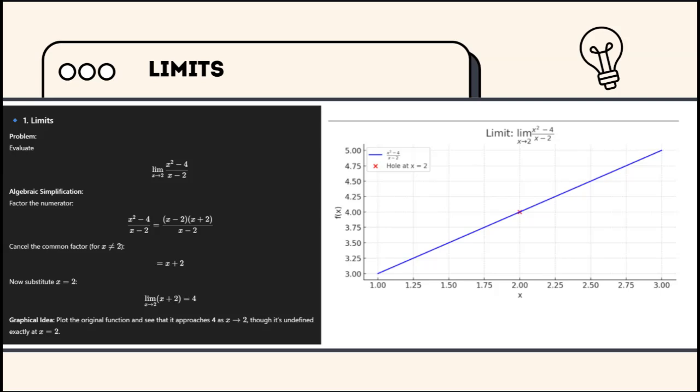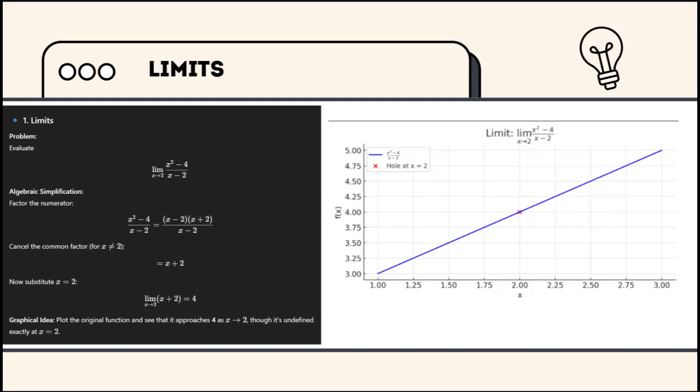Limits. Let me give you an example. We have the limit of x going to 2 of x squared minus 4 over x minus 2. Factoring the numerator gives us x minus 2 times x plus 2. So we cancel out the x minus 2, leaving us with x plus 2. Substituting x equals 2, we find the limit is 4.